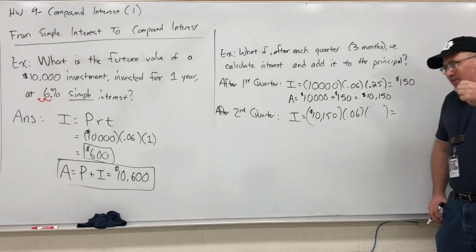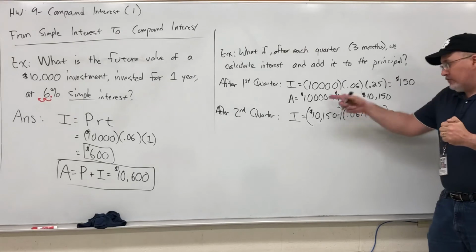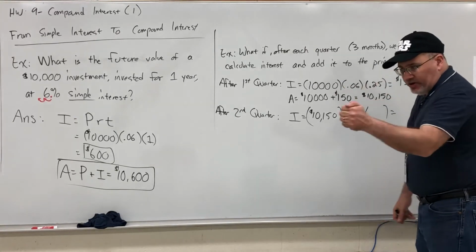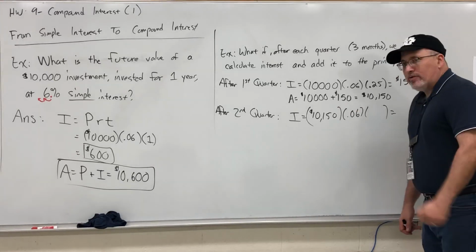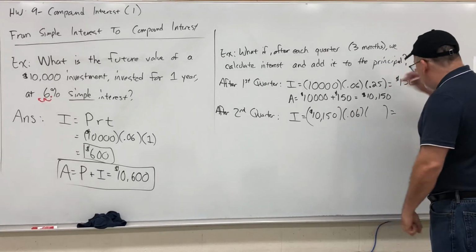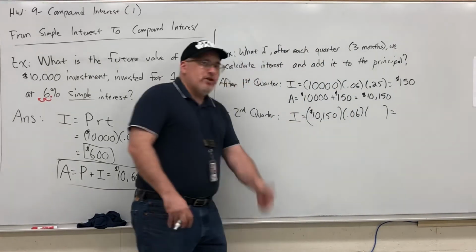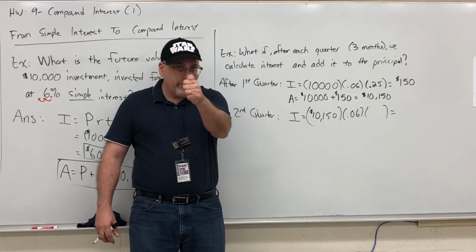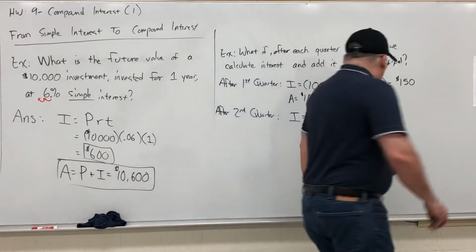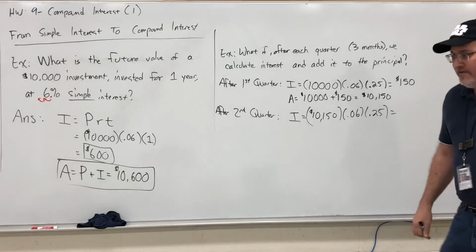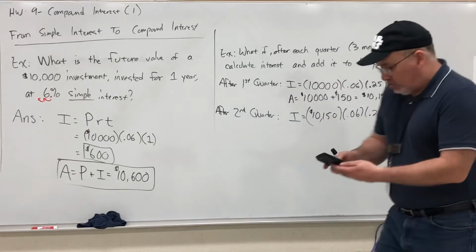However, remember, we restarted the investment clock after this first quarter. It's like we sunk our $10,000 in, started a stopwatch, and after 3 months we stopped it, calculated the interest and added it. Now we're going to do it again. Let's invest this money, restart the stopwatch for another 3 months. So after 3 months, another 3 months, or 0.25 years, let's see how much interest we have now.